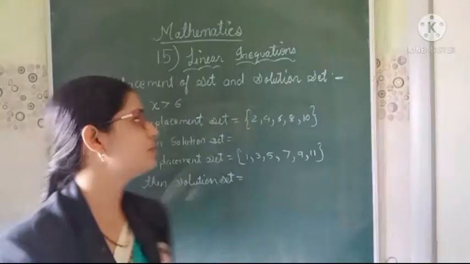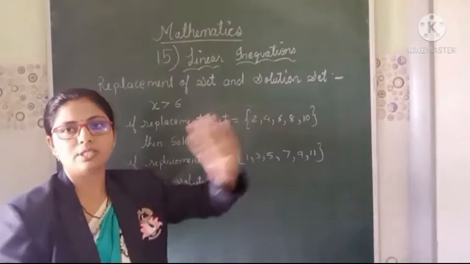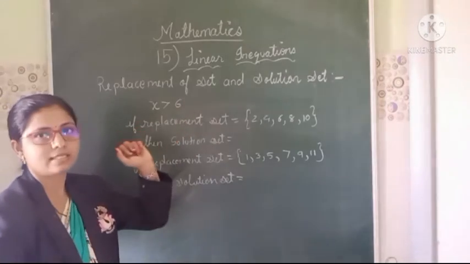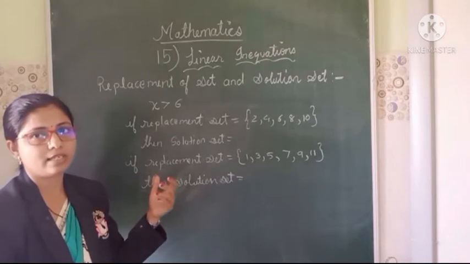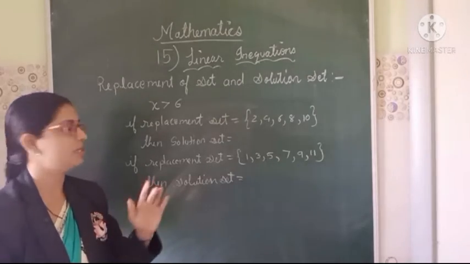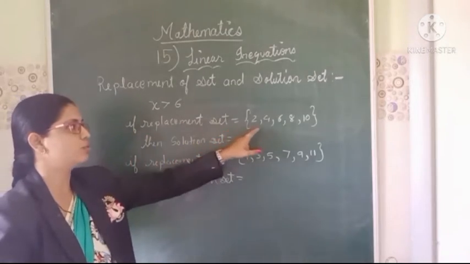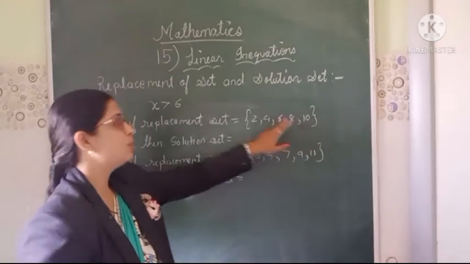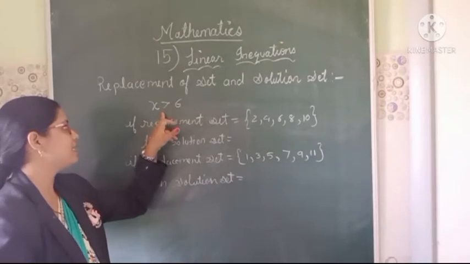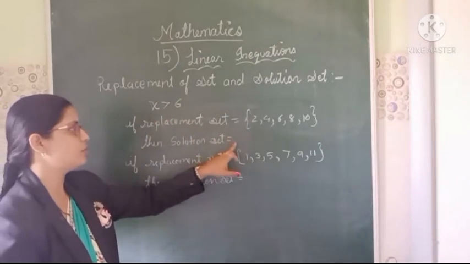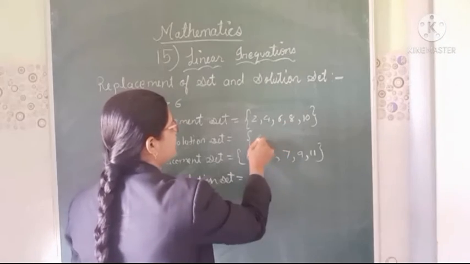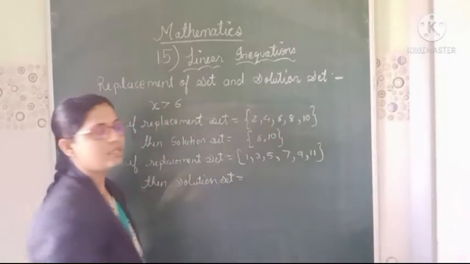Now let us study replacement set and solution set. Suppose the statement is given as x > 6. What are the possibilities? If the replacement set, that means the universal set, is given as 2, 4, 6, 8 and 10, what can be the solution set? The statement is x > 6, so x should be greater than 6. What will be the set? 8 and 10. This is the solution set.